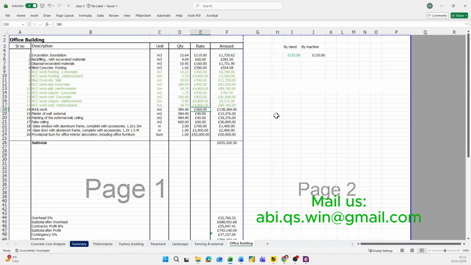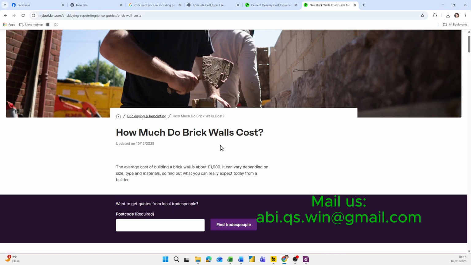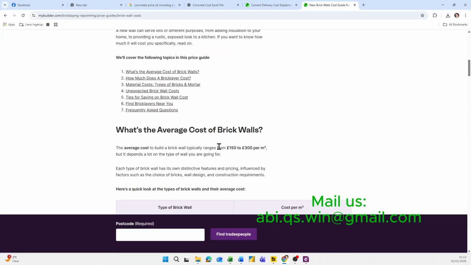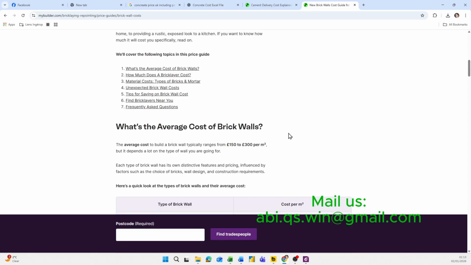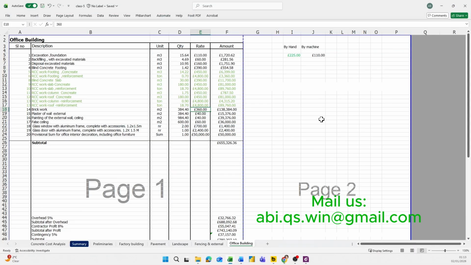And I need the price for 2027. So similarly, I can search my builders who are providing the recent data. You can see them, per square meter 300. So I put 360 because my quantity is not so much.